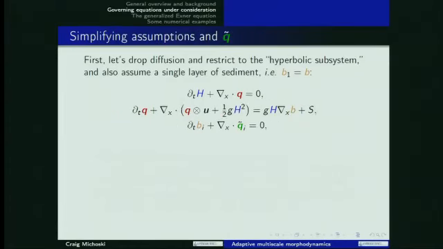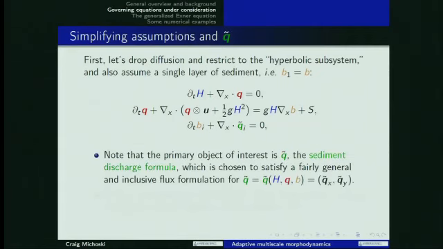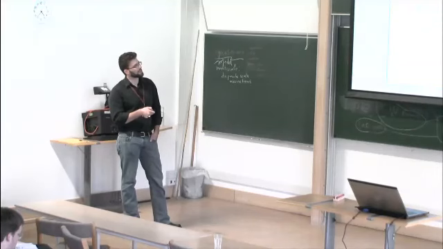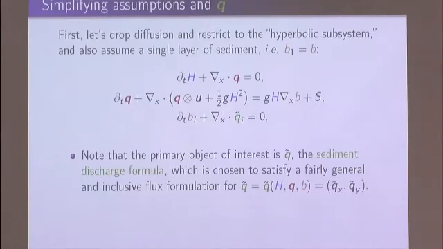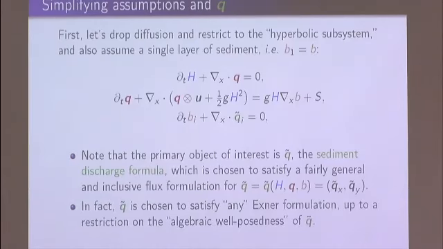All right, so the first thing we're going to do is drop the diffusion part and look at the hyperbolic subsystem to make things simpler, okay? And again, everything is going to come down to this sediment discharge formula. This Q tilde is going to depend on any of the functions in the state vector, okay?